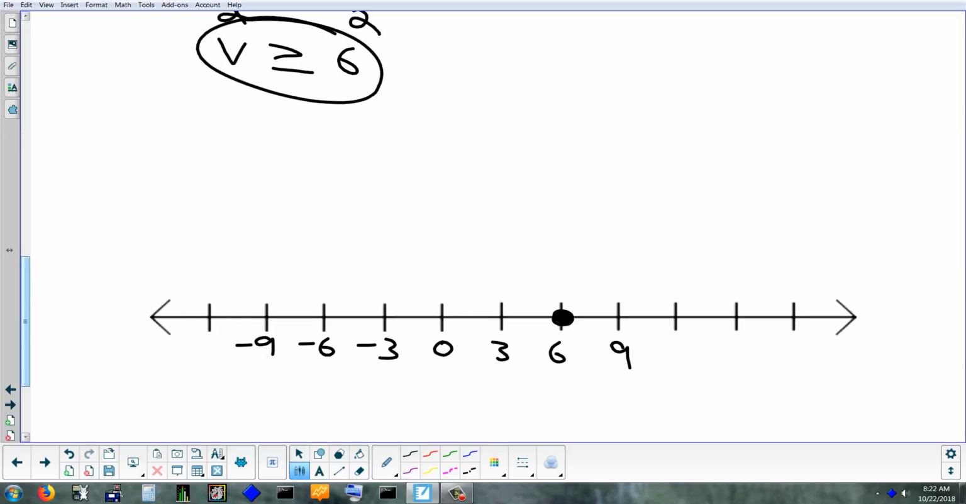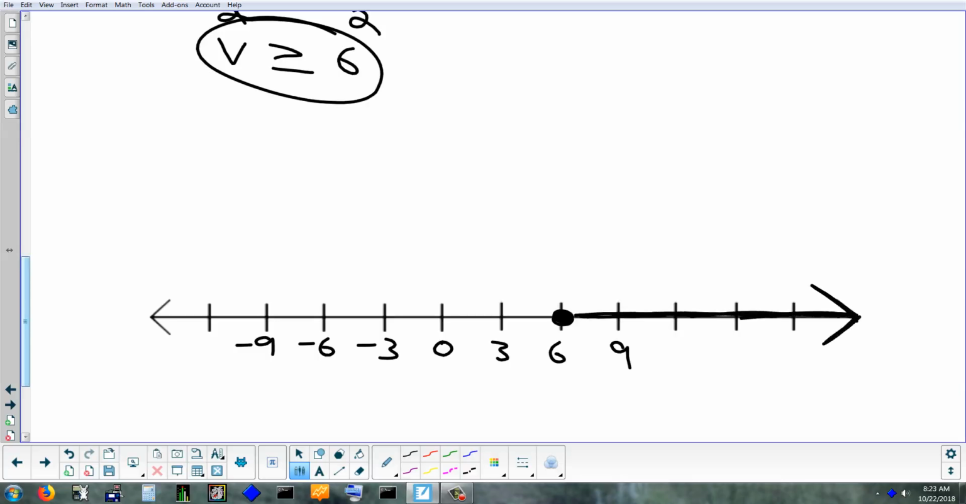All right, so we got our line on, we got our dot on 6. How about Chris? What else do I have to do? You have to shade in everything above 6. Yeah, above, to the right. So we're shading in everything to the right of 6. There you go. So there's your answer.